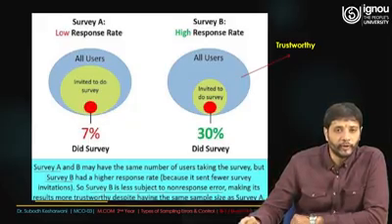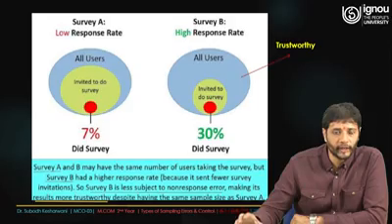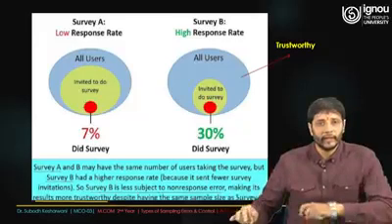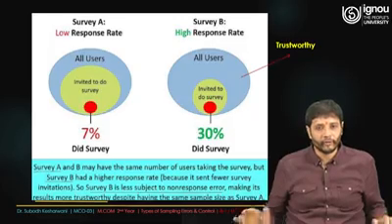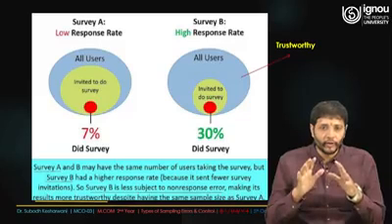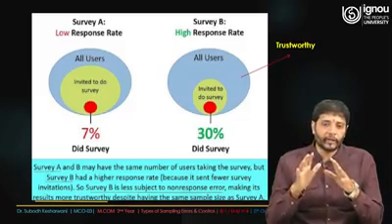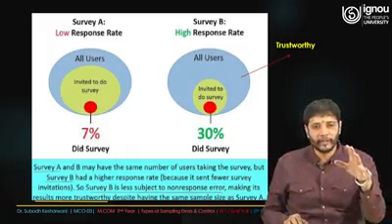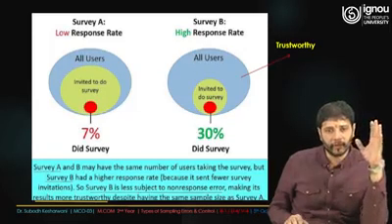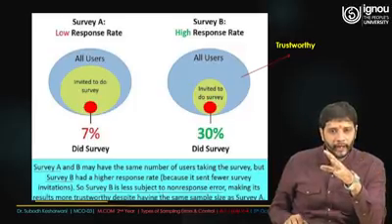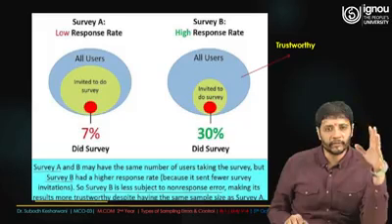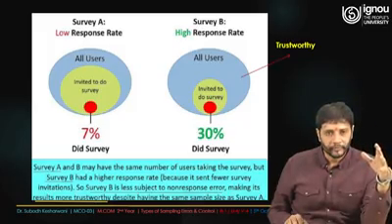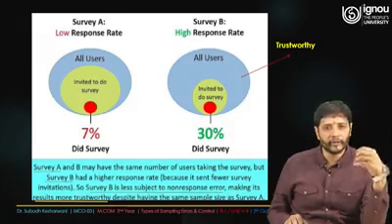When you talk about survey A, it has a low response rate, and survey B has a high response rate. Survey A talks about all users who are invited to do the survey, and survey B talks about invited users too. We have seen that in both cases the users are more or less the same, but as far as survey invitations are concerned, it is 7% and 30%. So survey A and survey B are compared, with the same number of users, but survey B had a higher response rate because it sent fewer survey invitations. So survey B is less subject to non-response error.